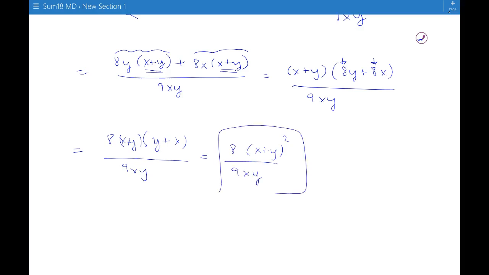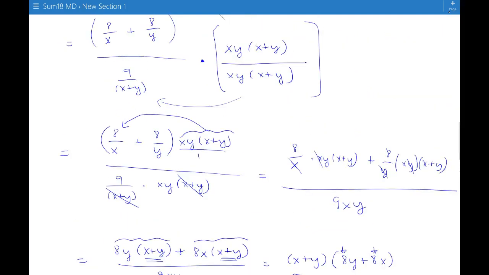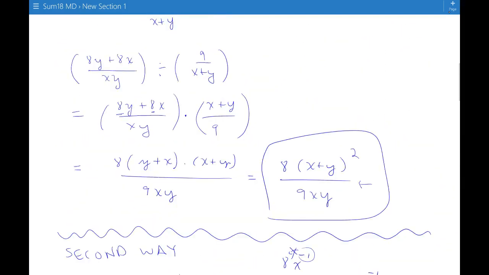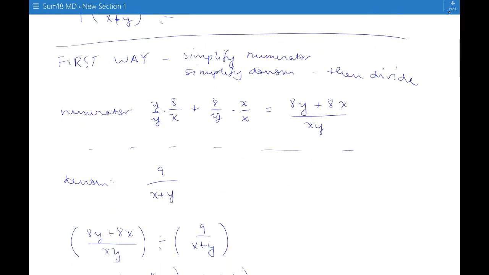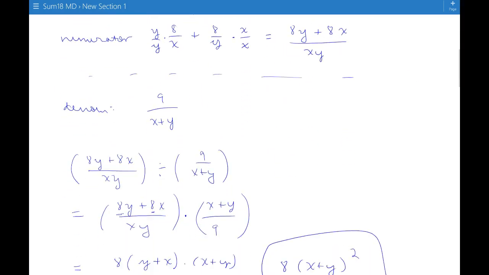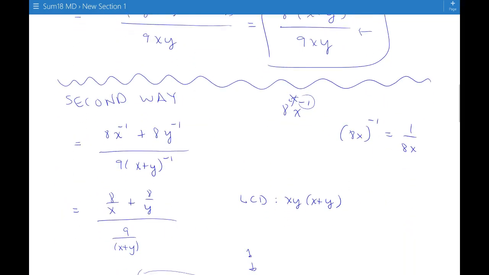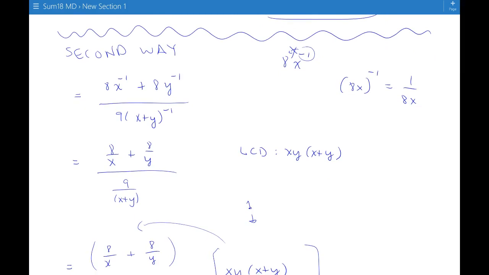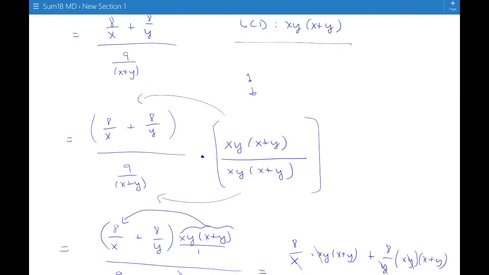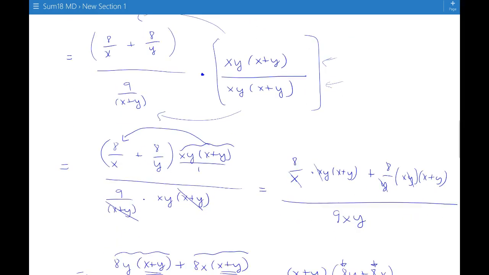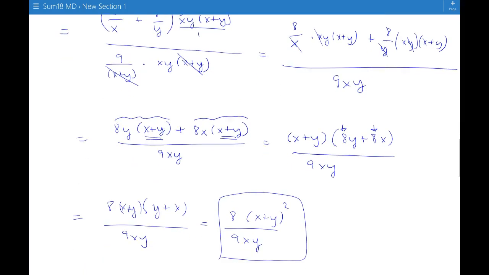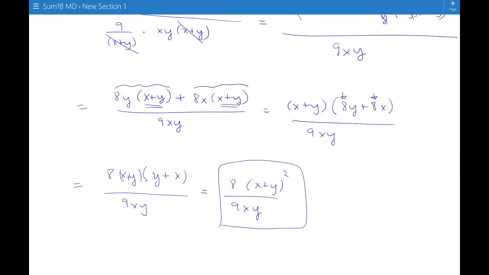It's up to you which way you prefer. Either way is fine. The first way was: simplify the numerator into one fraction, simplify the denominator into one fraction if it isn't already, and then divide. The second way was: look at the LCD of all the fractions you see, multiply by a very fancy 1, which is that LCD over the LCD, and then you distribute to each of your terms, and lots of things will cancel, and you get the same answer. So let me know if you still have questions.